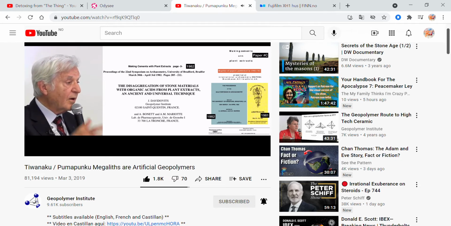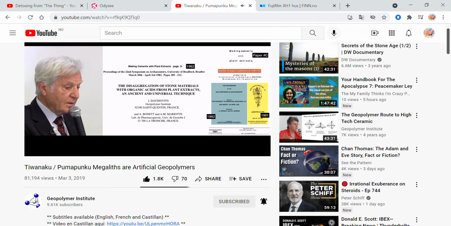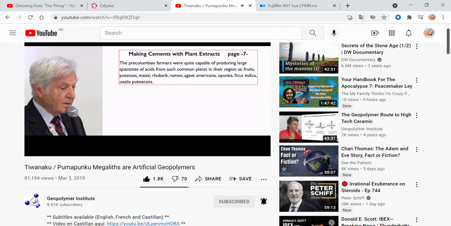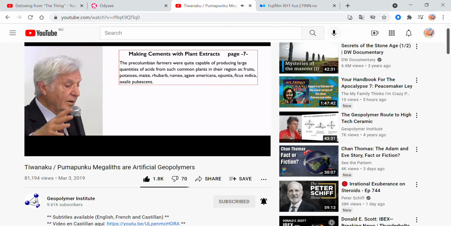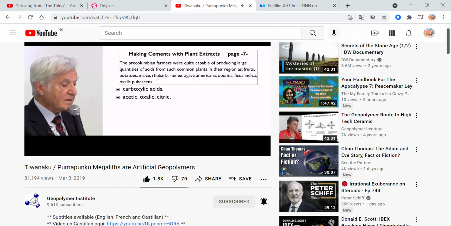So we studied what type of acid do we get from plants? And the conclusion was the pre-Columbian farmers were quite capable of producing large quantities of acid from such common plants in their region as fruits, potatoes, maize, rhubarb, rumex, agave americana, these are the cactus, ficus indica, oxalis pubescens, and we know that there are more now. So we will have carboxylic acid, acetic acid, oxalic acid, citric acid.